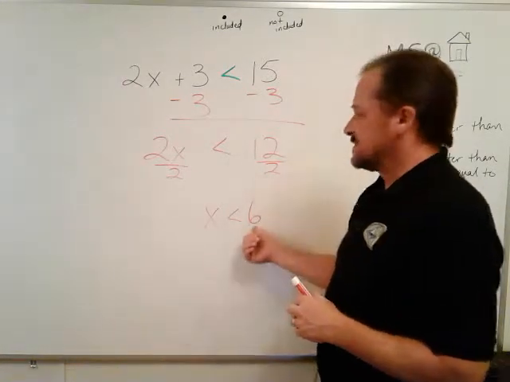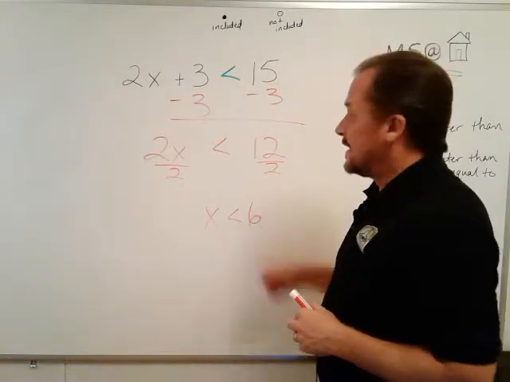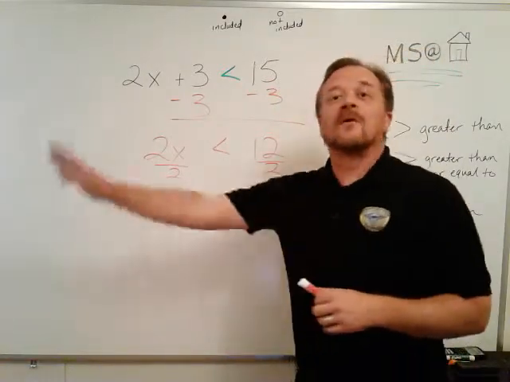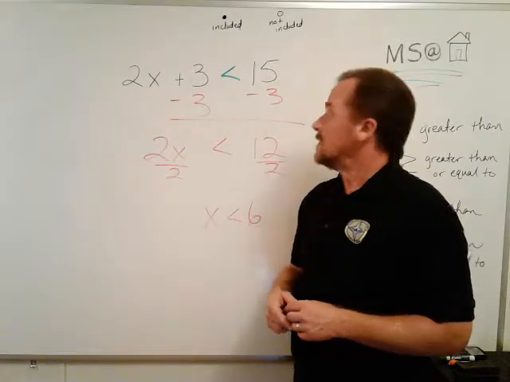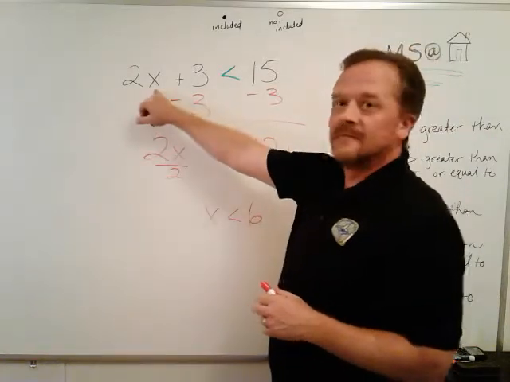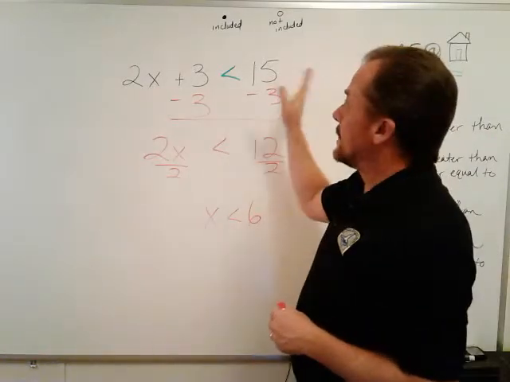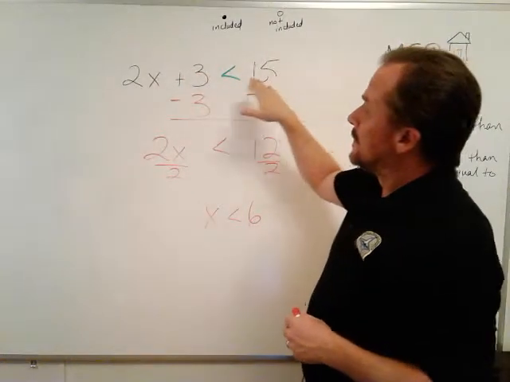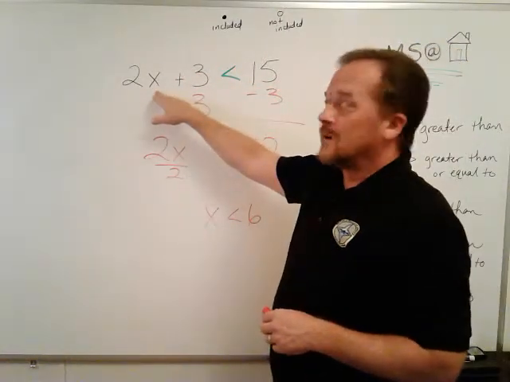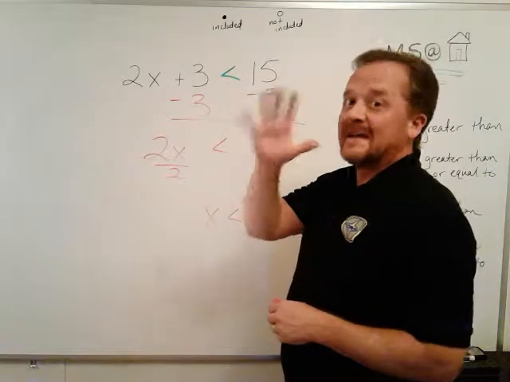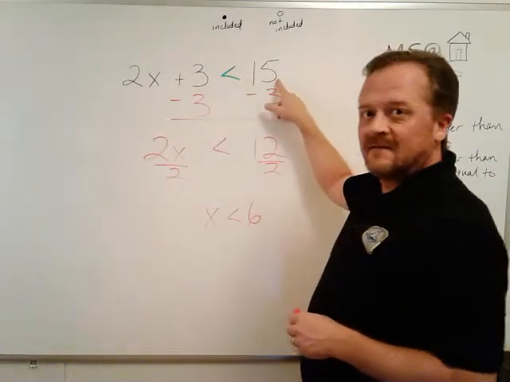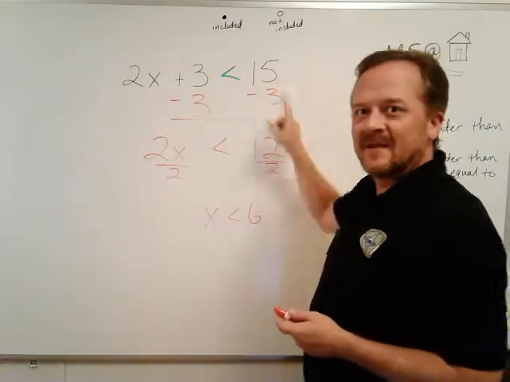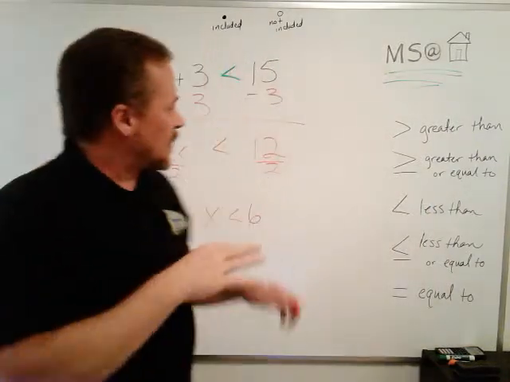Well, it can't be 6, and it can't be anything bigger than 6. It can be anything smaller than 6, okay? If I put a 1 in here, would that be a true statement up here? 2 times 1 is 2. 2 plus 3 is 5. Is 5 less than 15? Yes, indeed. Okay? Now we're not quite done yet.